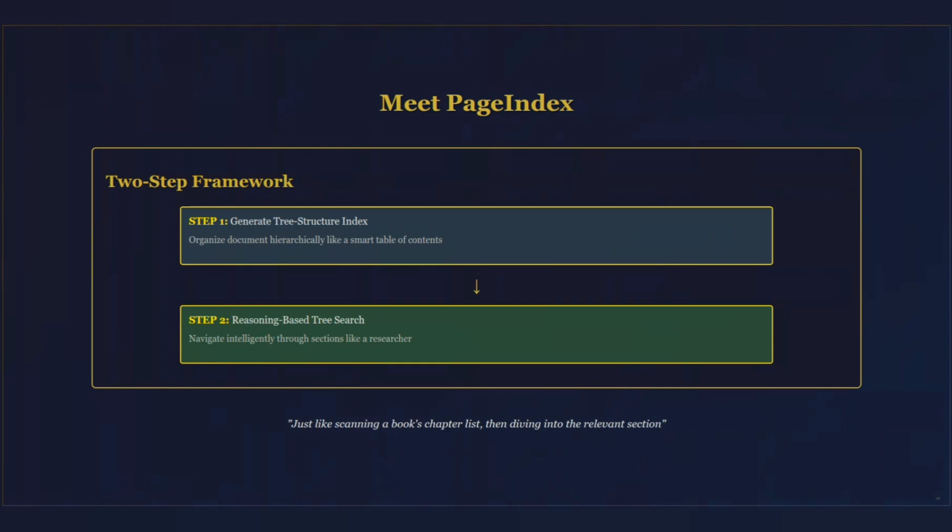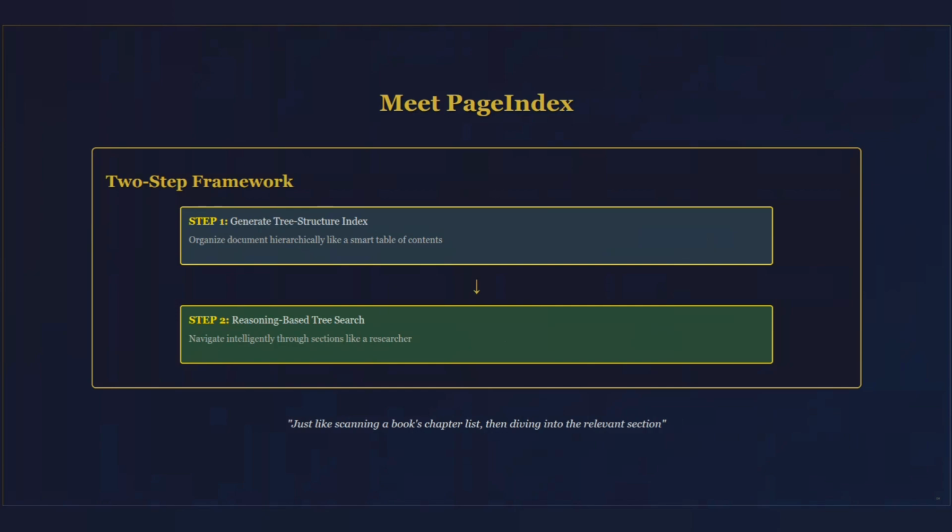PageIndex is the framework that makes vectorless RAG possible. It works in 2 elegant steps. Step 1, generate a tree structure index of your document. Think of it like creating a smart table of contents where every section and subsection is organized hierarchically. Step 2, perform reasoning-based retrieval through tree search. The system intelligently navigates this tree, just like a researcher would scan through a book's chapters.